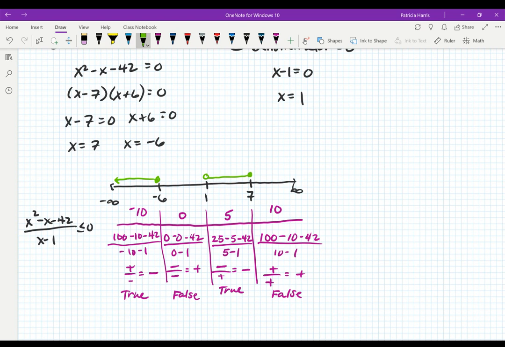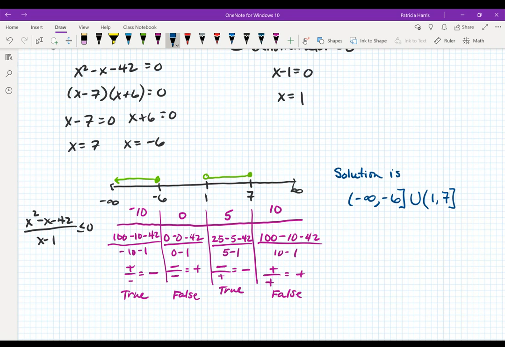true, false. Now remember, the 1 always gets the open dot because it's the value that makes the denominator equal to 0, and we can't have that. So our solution would be that.